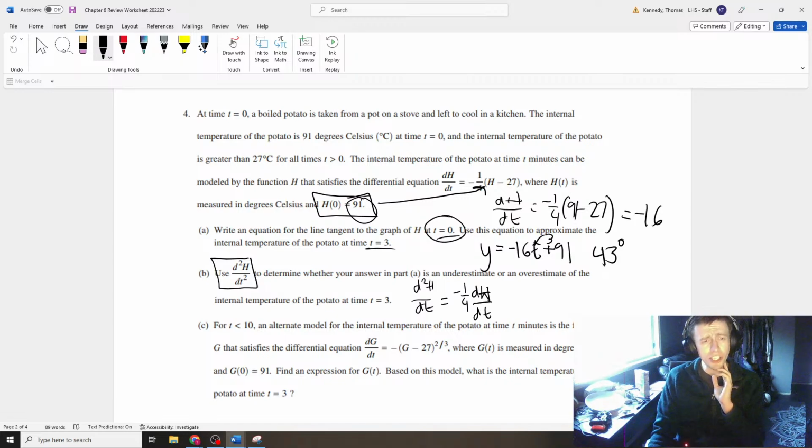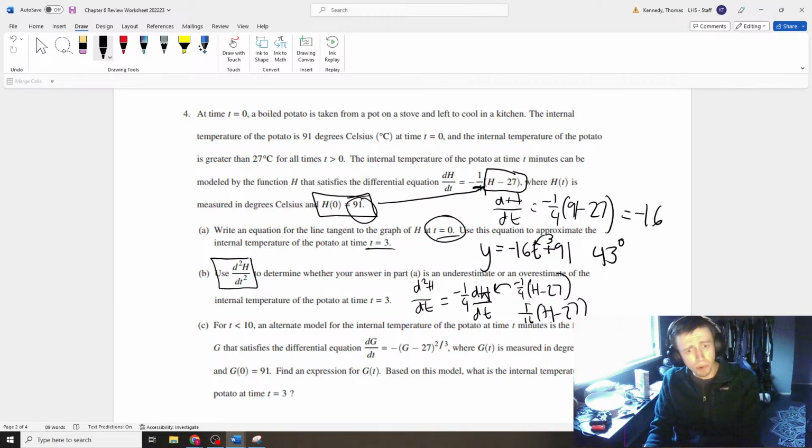For the second one, it's very similar to the one I did in class today, which is to find the second derivative. The derivative of this equation is just negative 1/4 times h minus 27. The derivative of h minus 27 is just dh/dt, and then we multiply it by negative 1/4. Because dh/dt is negative 1/4 times (h minus 27), I plug that in here. Negative 1/4 times negative 1/4 is 1/16 times (h minus 27), and this is what the second derivative equals.